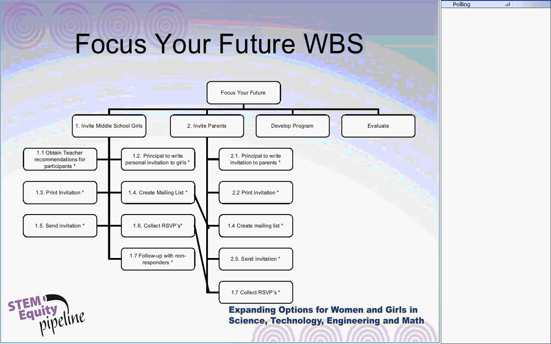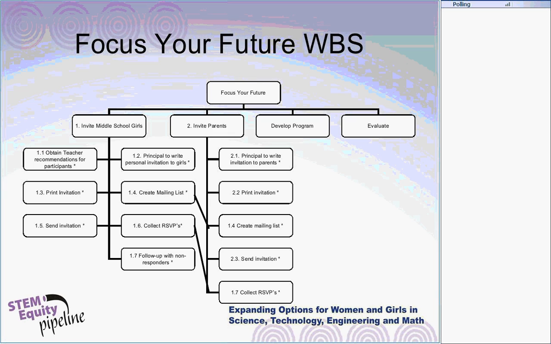So, for example, in this Focus Your Future activity, I've identified a couple of specific things that we want to accomplish. We want to invite middle school girls. We want to invite parents. We're going to develop a program. We're certainly going to evaluate. And then what I've done is a string for you of the subtasks underneath this specific strategy that you're going to work on as part of your Focus Your Future event.